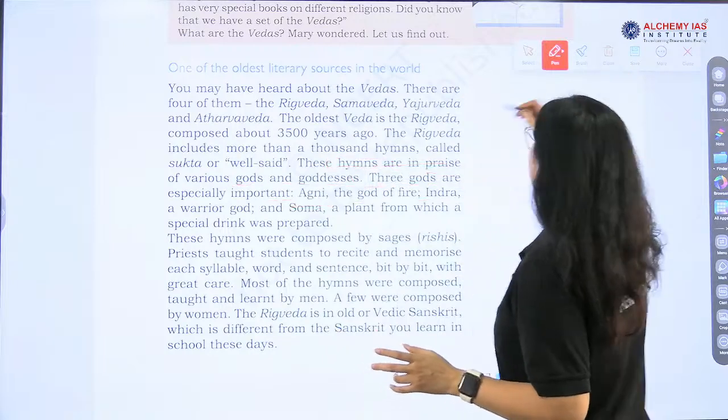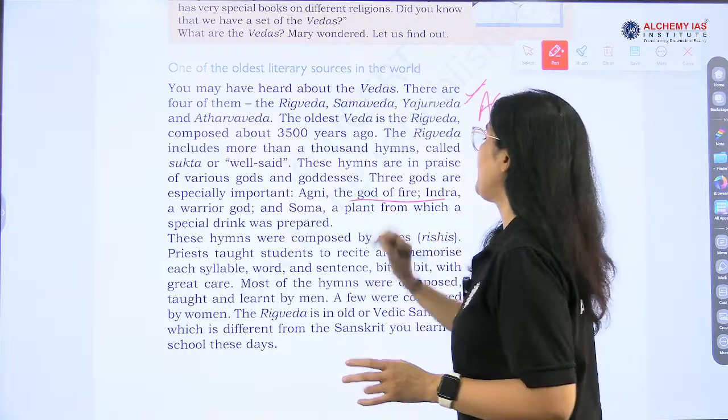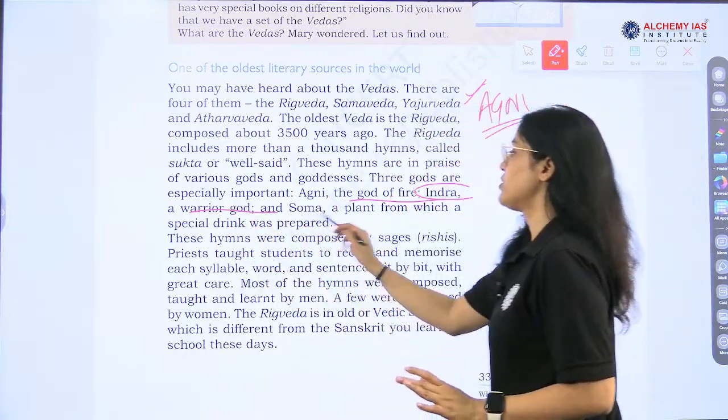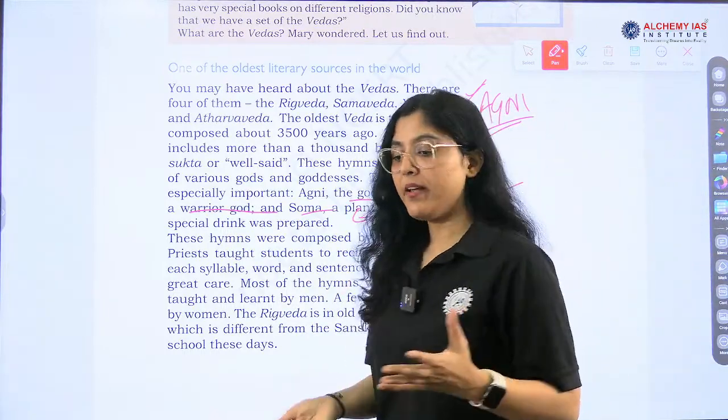First is Agni. We see the name getting repeated. Agni was the god of fire. Next is Indra, a warrior god. Soma, a plant from which a special drink was prepared, right?